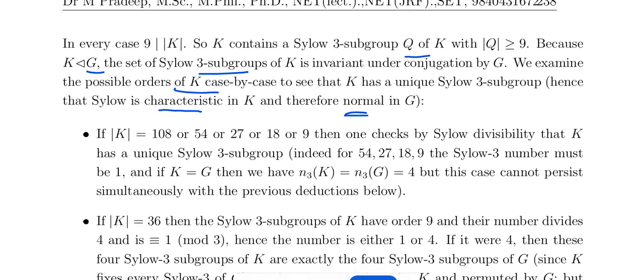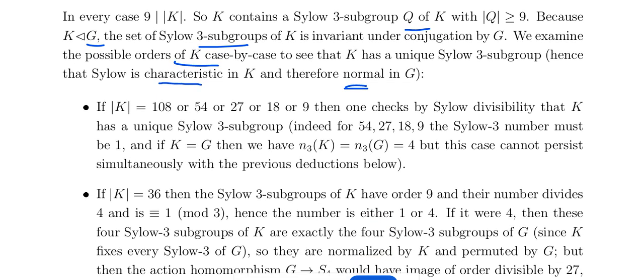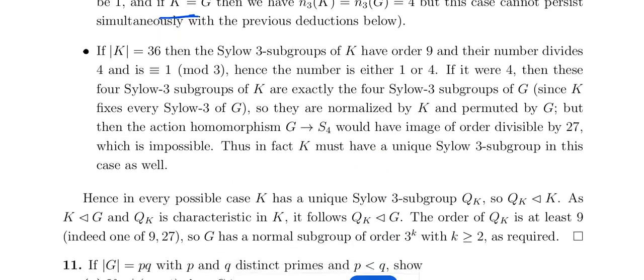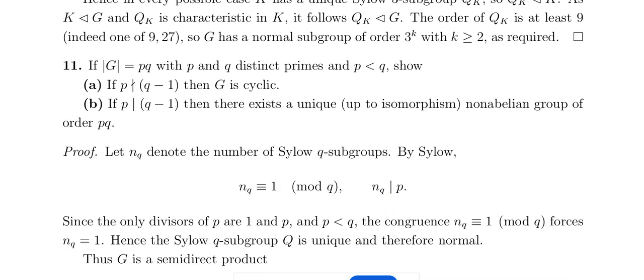So the order of K can be 108, 54, 27, 18 or 9, by divisibility. So if n3 is equal to 4, this case arises, but the number of Sylow 3 subgroups must be 1, so therefore K equal to G. It's a very simple idea; they ask simple questions based on normal or simple groups. So G has a normal subgroup of order 3 square, or of order 3 power k, that is 3 square, 3 cube and so on.